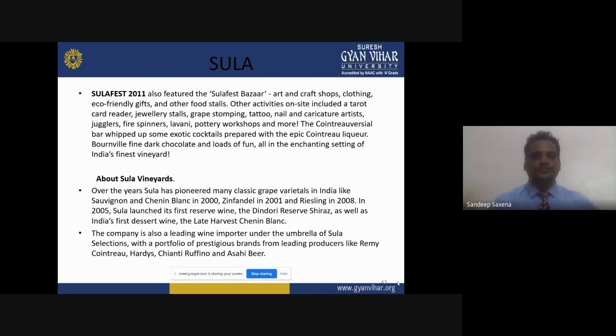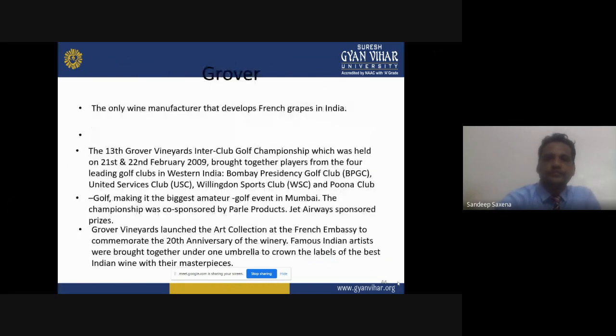So about Sula Vineyard, over the years Sula has introduced many classic grape varieties in India like Sauvignon and the Chenin Blanc in 2000, Zinfandel in 2001 and the Riesling in 2008. In 2005, Sula launched its first reserve wine, the Dindori Reserve Shiraz, as well as India's first dessert wine, the Late Harvest Chenin Blanc. The Grover Vineyard, the only wine manufacturer that develops French grapes in India.